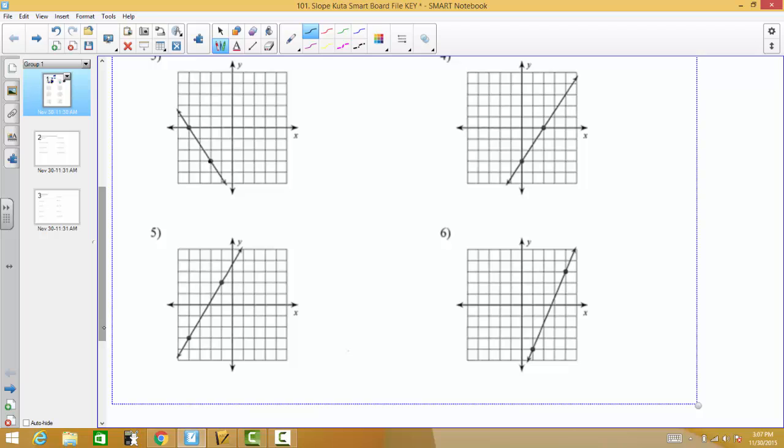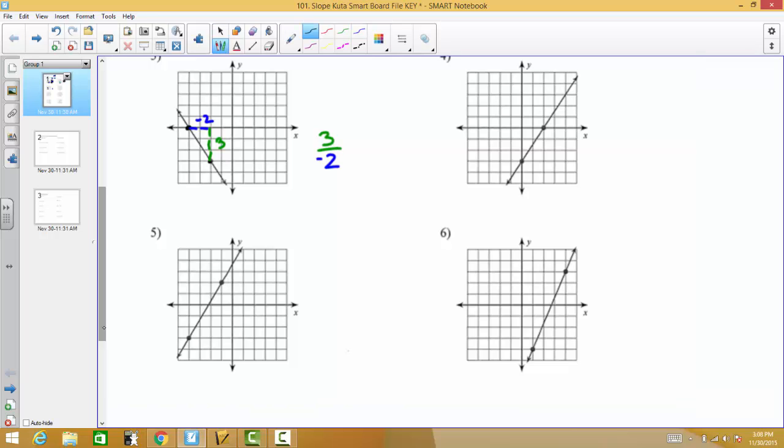All right, your 2 dots again are given. So your rise is up 3, and your run is back 2. So rise over run, 3 over negative 2. So your slope is negative 3/2. 1 negative makes the whole thing negative. You could also write negative 1.5. I prefer this just because you have your rise and your run.